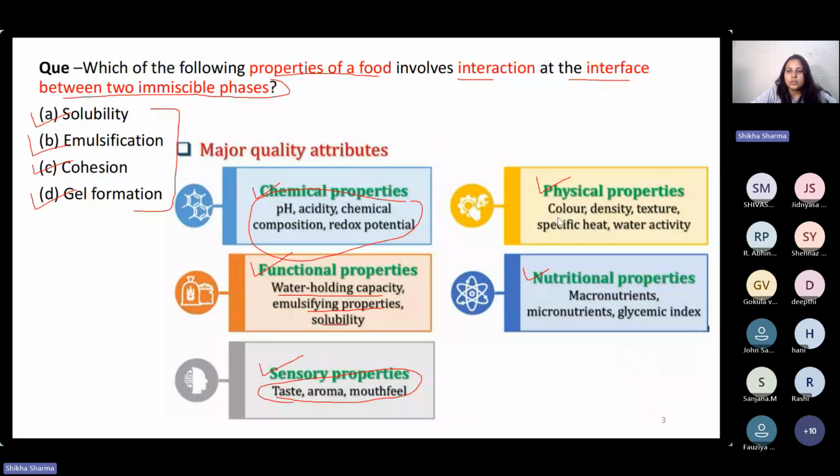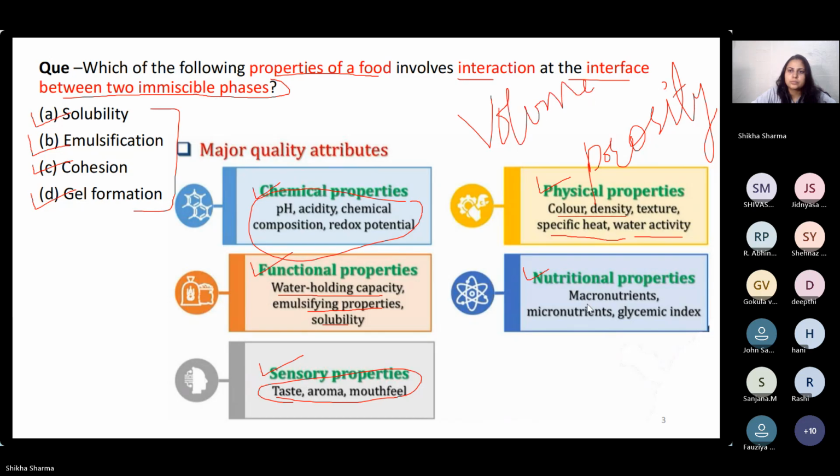Next is physical properties, which include color, density, texture, specific heat, water activity, and also porosity and volume. Then nutritional properties include macronutrients, micronutrients, glycemic index, etc. So these are an overview of the major properties in a food product.